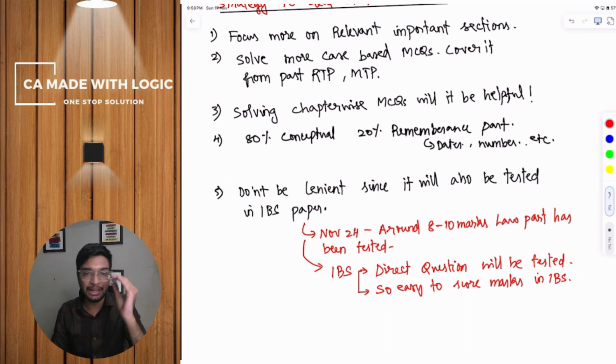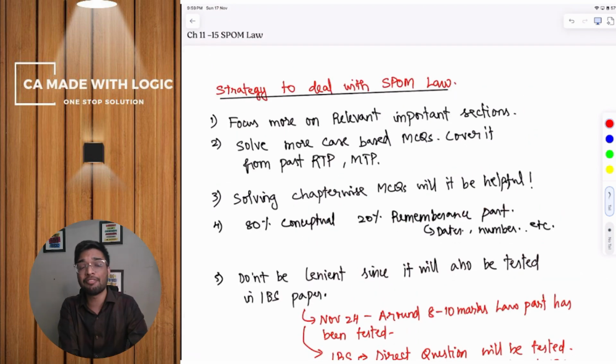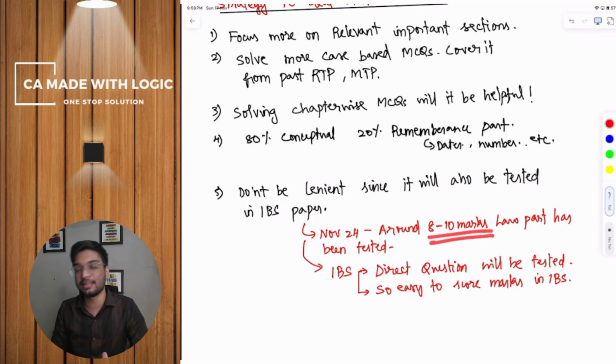So please don't be lenient with this subject just because it is only MCQs. Don't prepare it only for SPOM law, prepare it for IBS as well. I think in every attempt they will aim for a weightage of 8 to 10 marks of law related questions. In my opinion, these will be direct questions. It will be very simple and direct, so you will be able to handle and tackle it very easily.